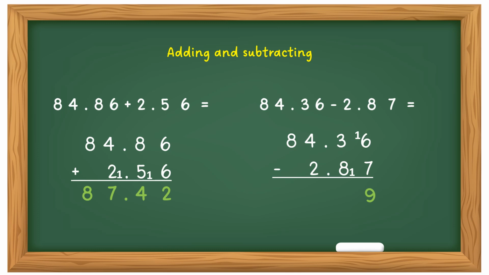Now 9 away from 3 doesn't go, so we borrow 1 from the next column. Then 9 from 13 is 4. Because we borrowed 1, we have to put it back, not forgetting your decimal point. So that 2 now becomes a 3. 3 away from 4 gives you 1, and 0 away from 8 gives you 8. So that's how you add and subtract with decimals. Same rules as whole numbers.